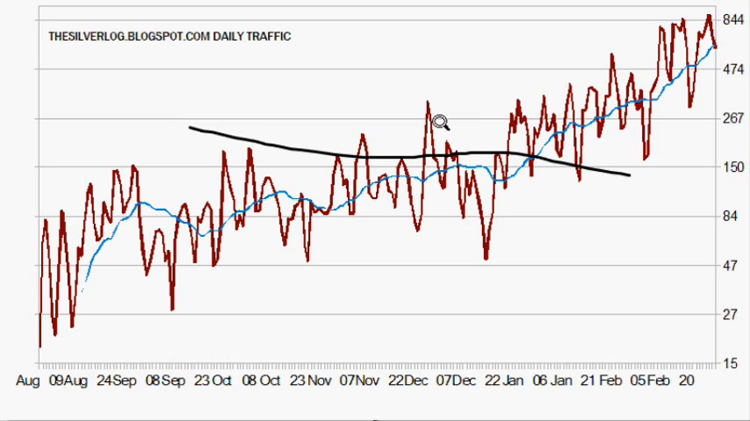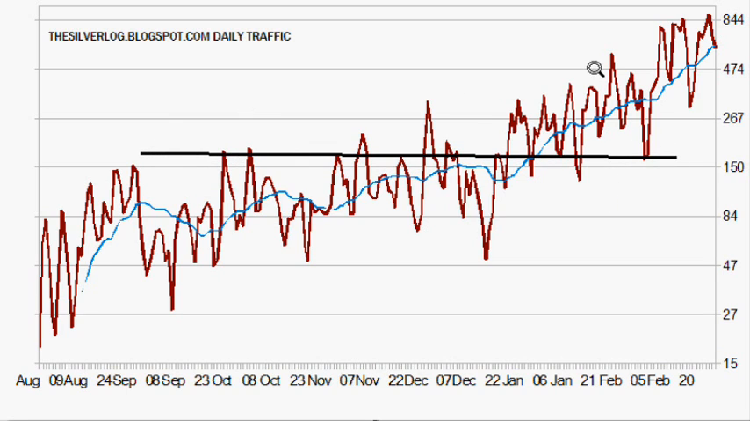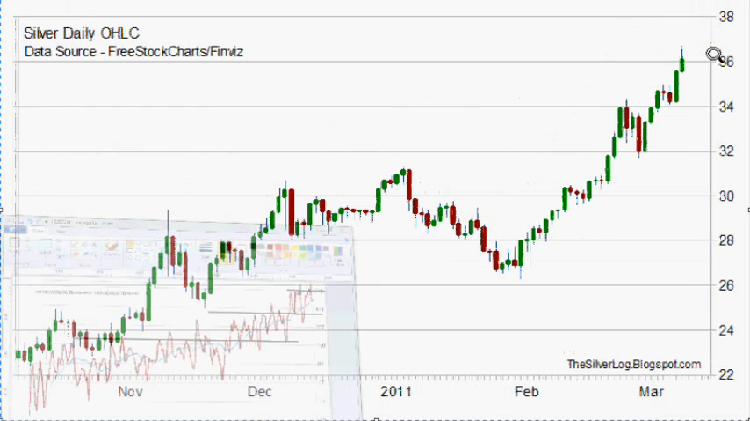Also, what's really cool is how resistance is now becoming support on here. We can see here resistance, there it becomes support. And again, in this little area here, it looks like once again resistance becomes support, which is what I'd like to see here, where this becomes support into March and April. Anyway, moving on now to the charts.